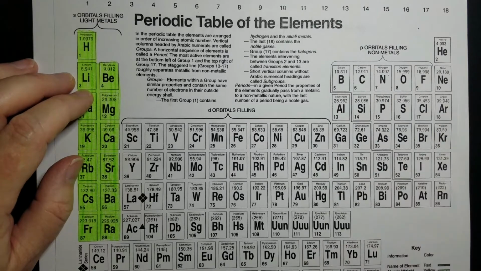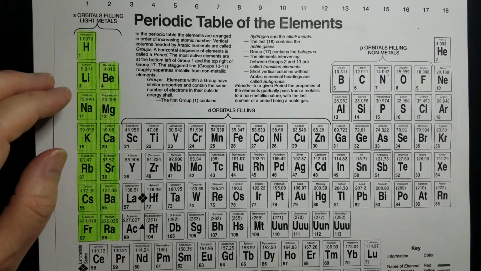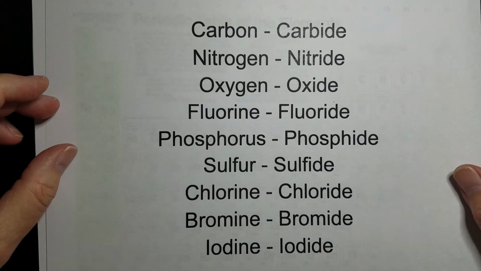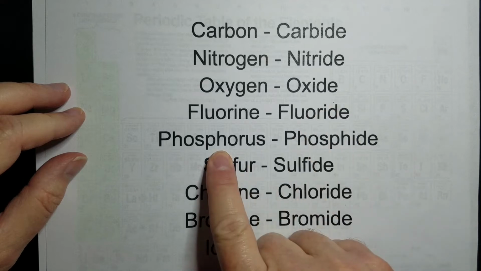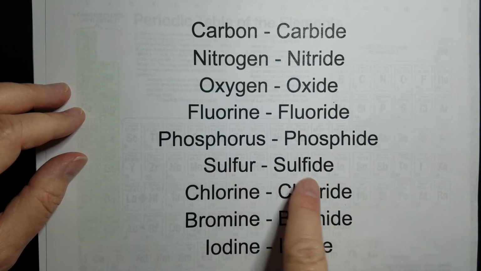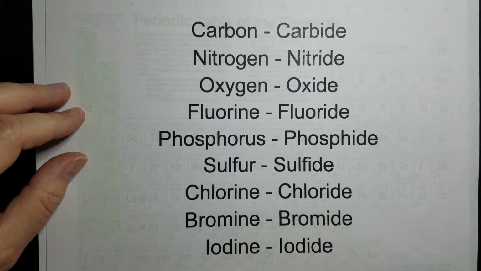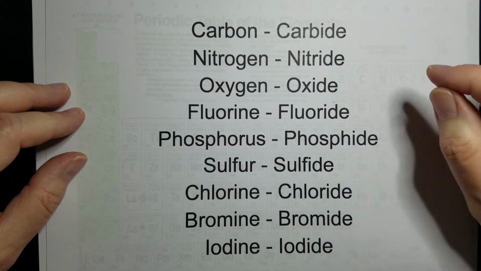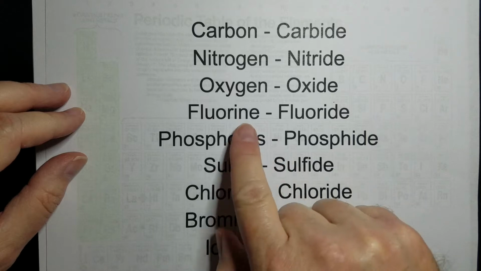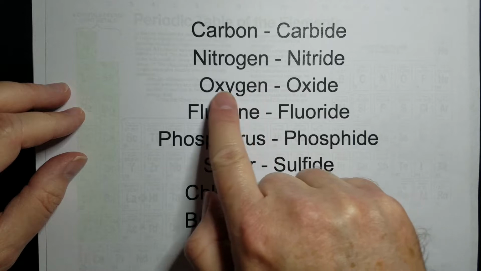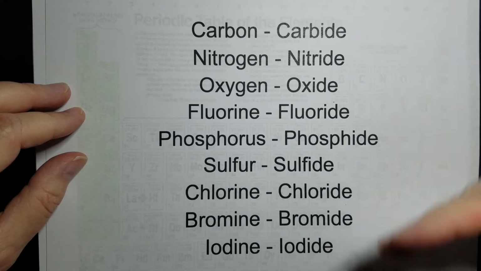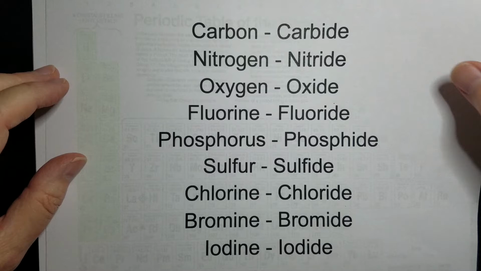Now, what does that look like? Well, there's no easy rule, but basically it looks like this. Carbon becomes carbide, oxygen becomes oxide, phosphorus, phosphide, sulfur, sulfide, iodine, iodide. And so we try to take the root and then add IDE to the end, but for some of them, it's just taking an INE and changing it to IDE. But for oxygen, you almost get rid of the entire word. It's just oxide. So you need to know these things.